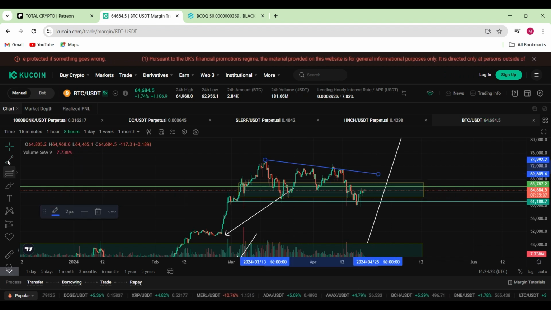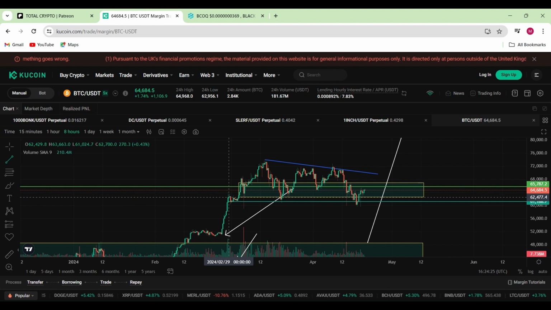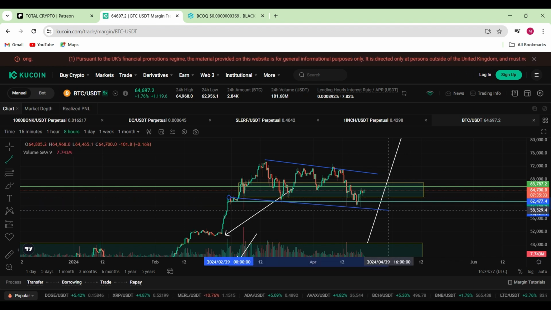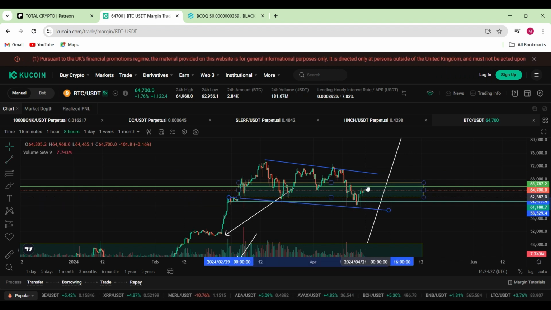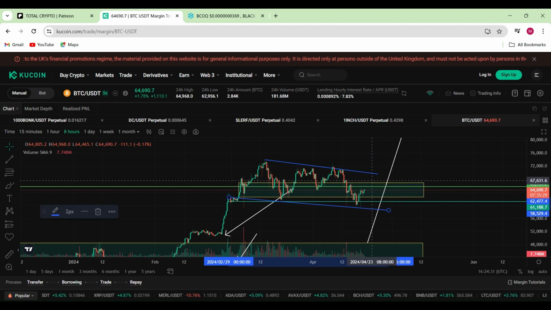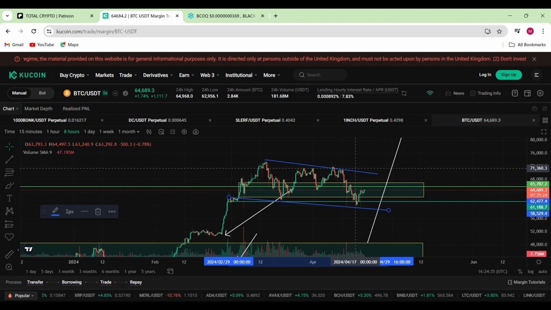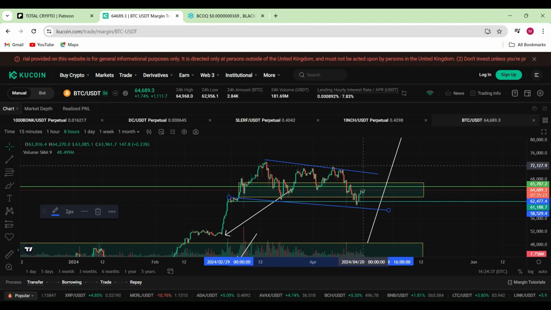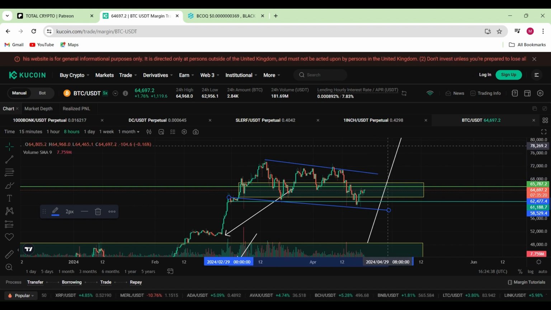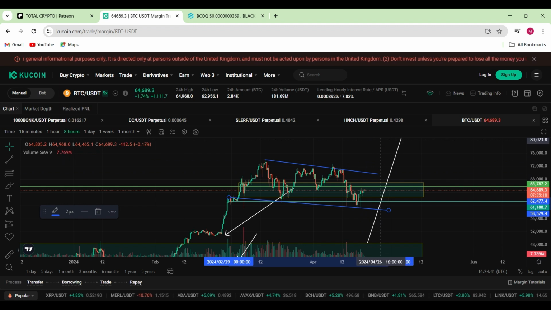And then hopefully from here, we should be able to see a continuation to retest up here, break this area over here to retest the top of this trend line, and hopefully continue back to the upside.